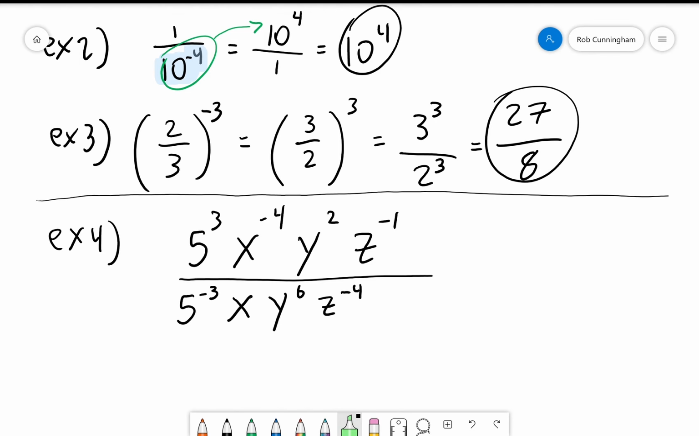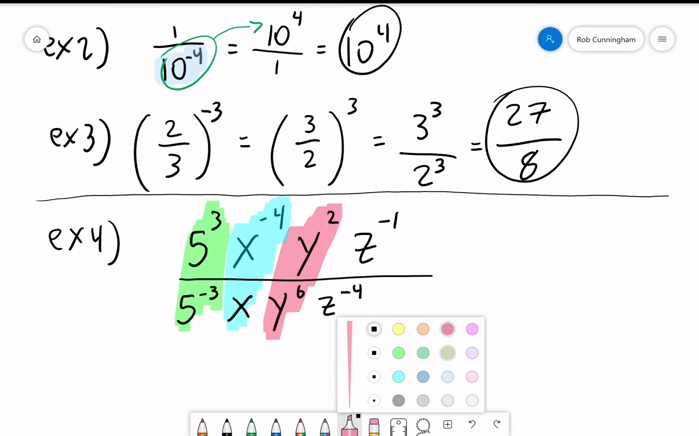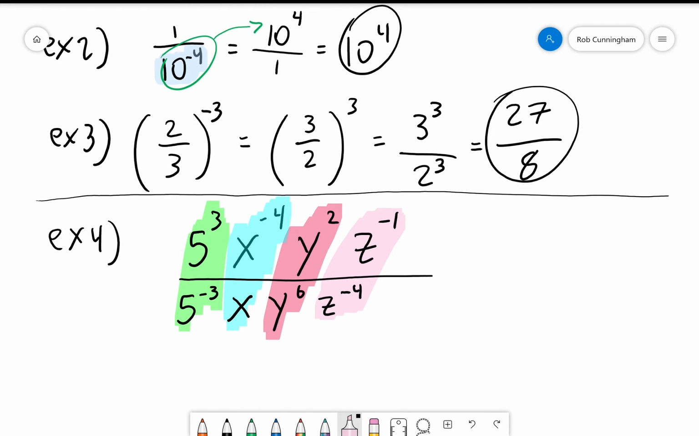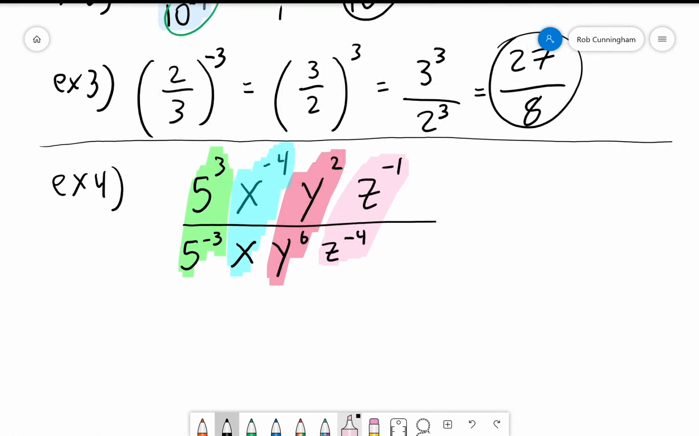Now, there are a bunch of different ways you can look at this. What I'm going to do is look at each base as a subproblem, and solve each one out individually. This is all division, right? So I get 5 to the 3, again, be careful, minus negative 3. So that gives me 5 to the positive 6 power.